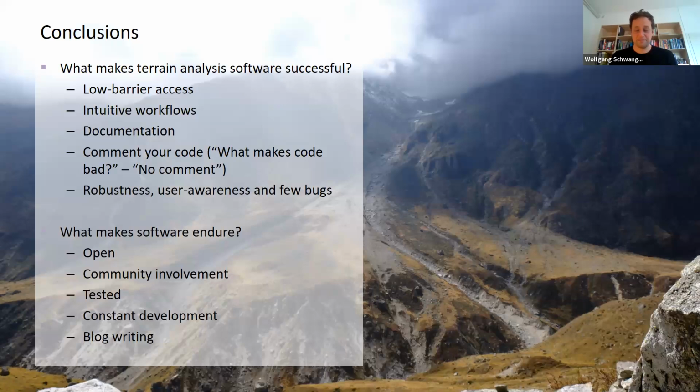What makes code bad? No comments, okay? It should be robust, user aware, and at best have few bugs. And what makes the software finally endure over a year, like Topo Toolbox did? It should be open. I hope we gain some community involvement. It should be tested under constant development.